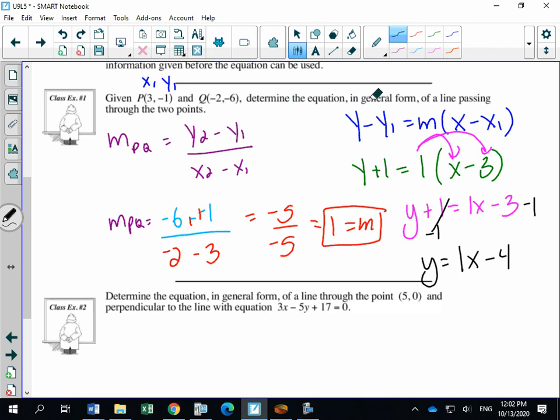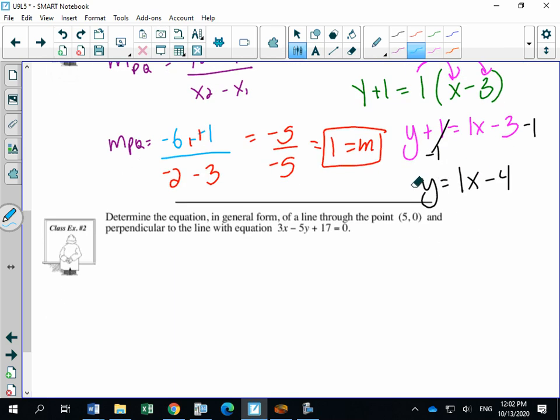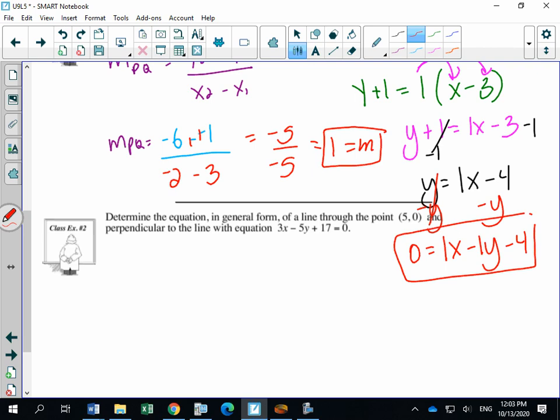But then it actually says determine the equation in general form. So we have to say, okay, what was general form? So general form was ax plus by plus c is equal to 0. You guys, do I bring everything to the left or to the right for general? Where do I want to go, Rebecca, for general? To the right. What needs to be positive? The x. Yeah, the x needs to be positive. I can get to general in one move, and that move is subtracting the y. So then I would have 0 is equal to 1x minus 1y minus 4, and you are in general.